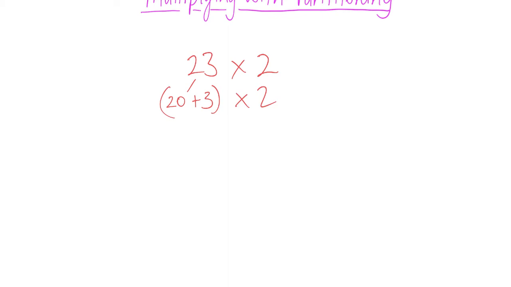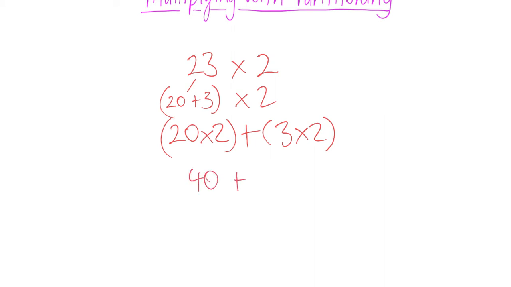So 20 times 2 plus 3 times 2. Now we are very clever mathematicians, so we know that 20 times 2 is 40, and we know that 3 times 2 is 6, so our answer is 46.